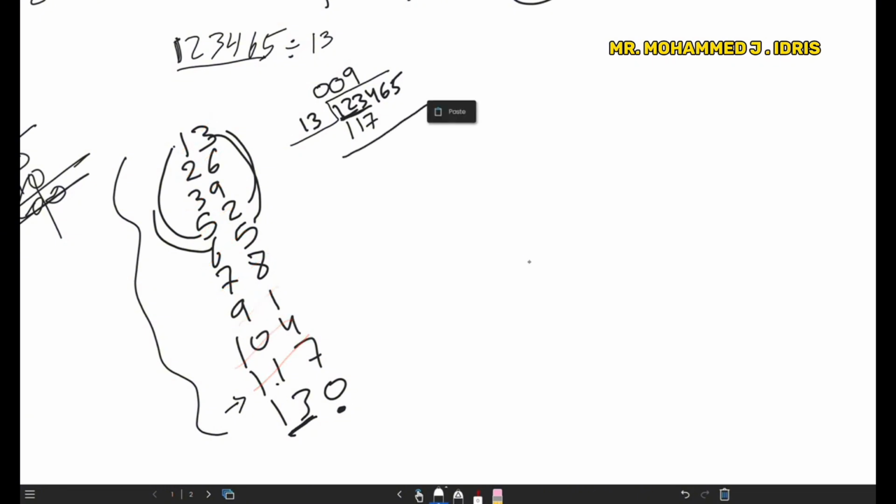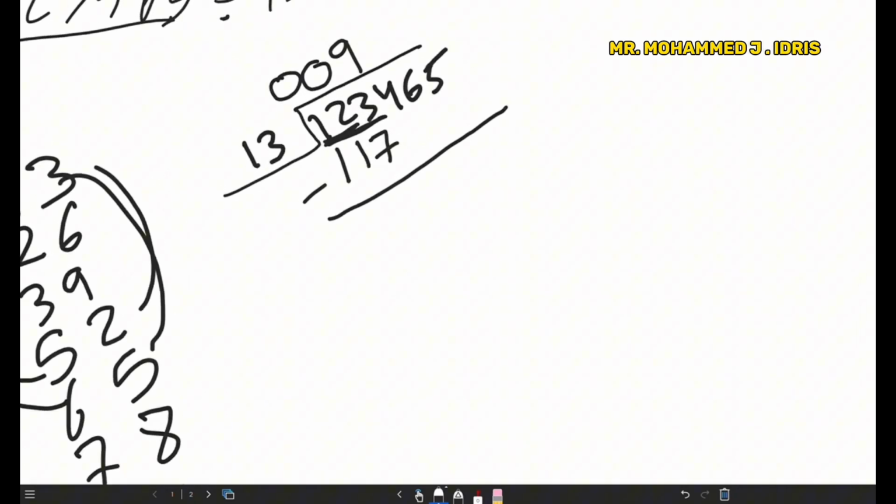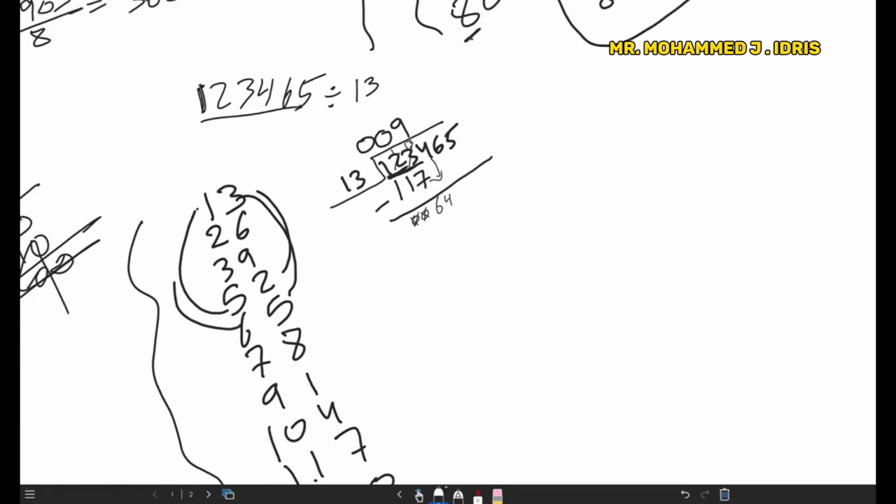So now we subtract. Same steps. We subtract. This 3 here becomes 13, and this 2 becomes 1. 13 minus 7 equals 6. 1 minus 1, 0. 1 minus 1, 0. Next number or next digit goes down, which is 4 in this case.